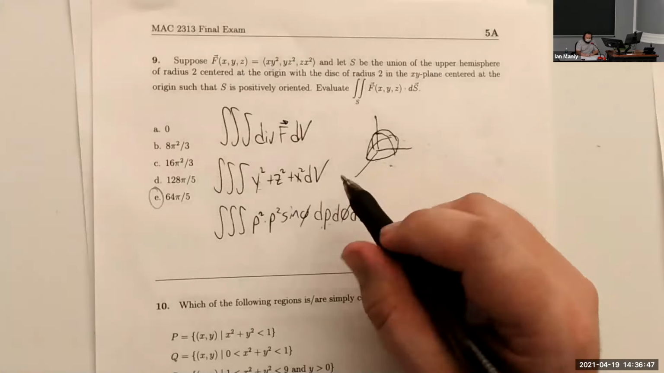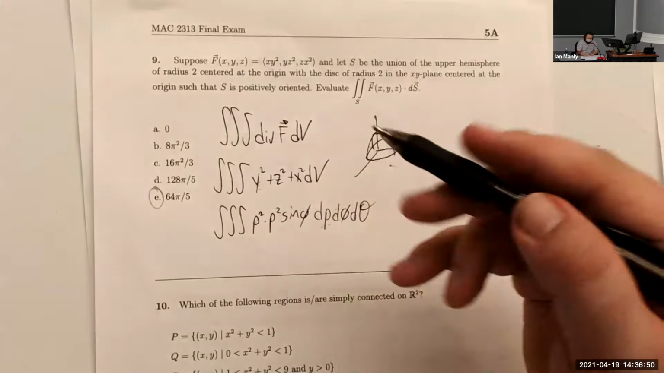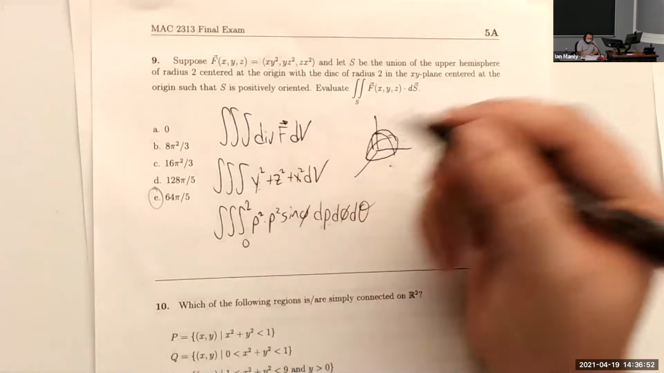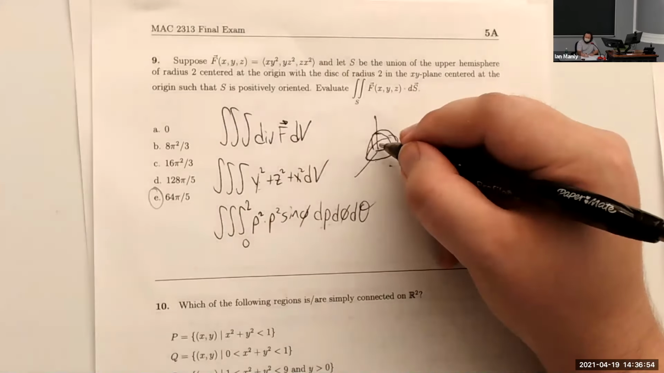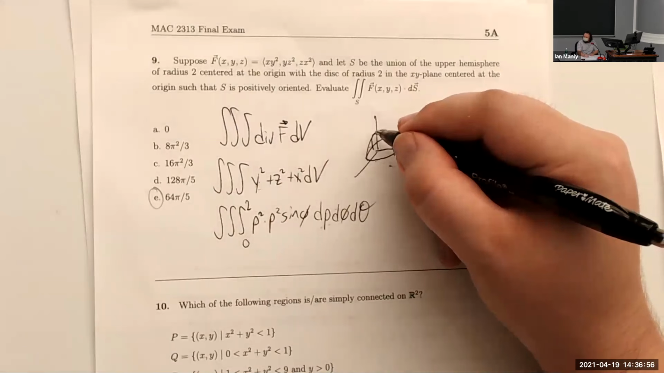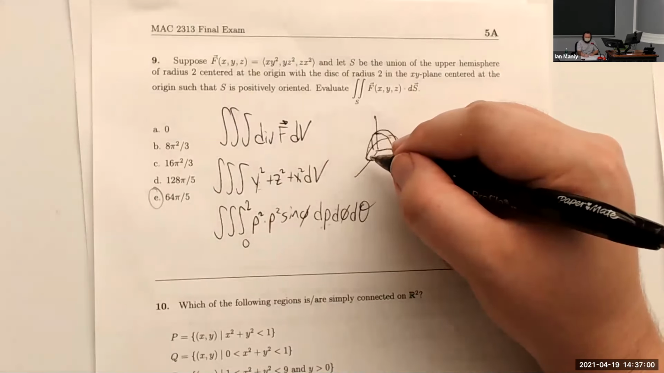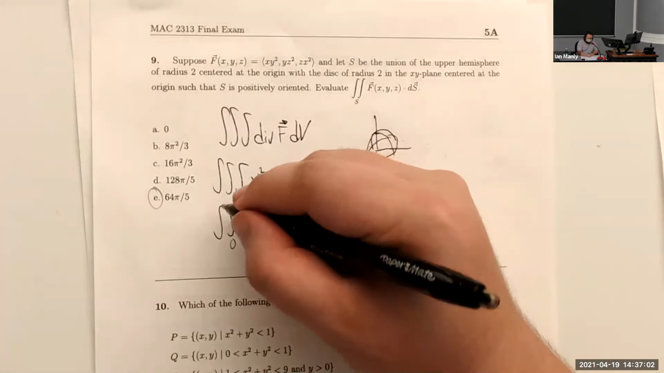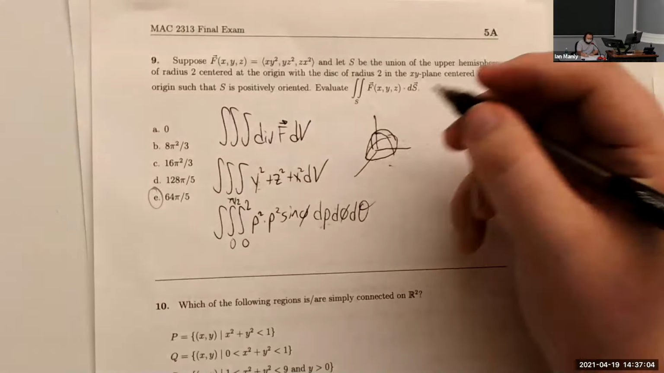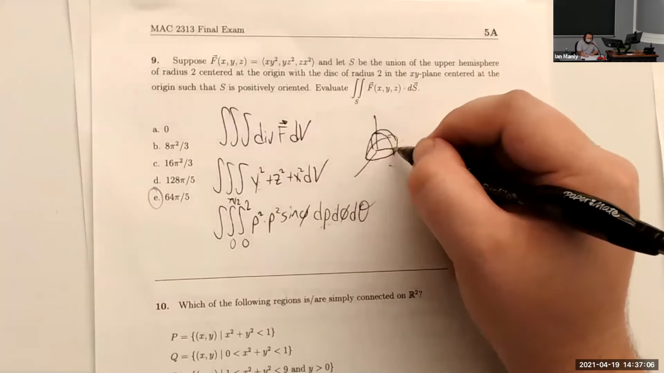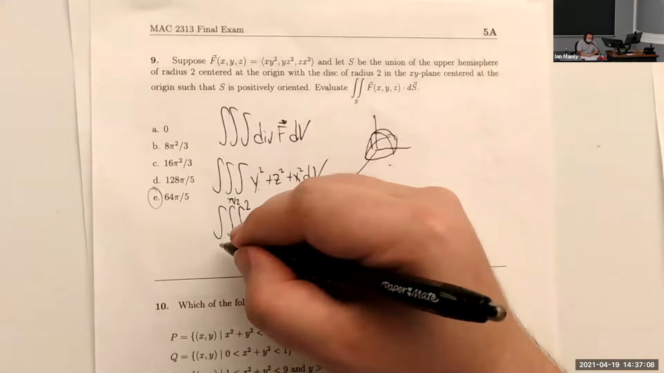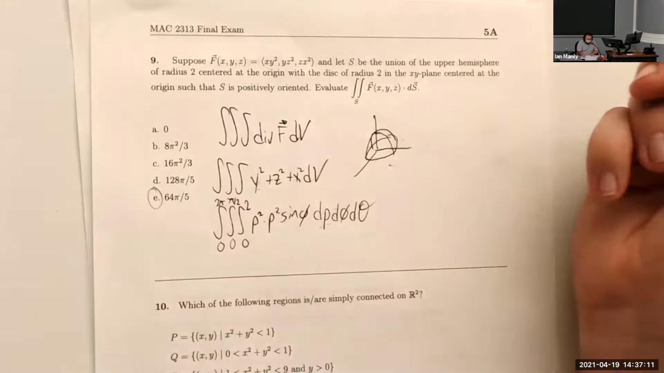Rho, so this is a sphere of radius 2, right? So we're definitely going to go from 0 to 2 for this. Phi, we can start by being perfectly vertical and then come all the way down until we get to the z equals 0 plane. So that's going to be a phi value of pi over 2. And then it seems like we could spin all the way around the sphere this way. So that's 0 to 2 pi.